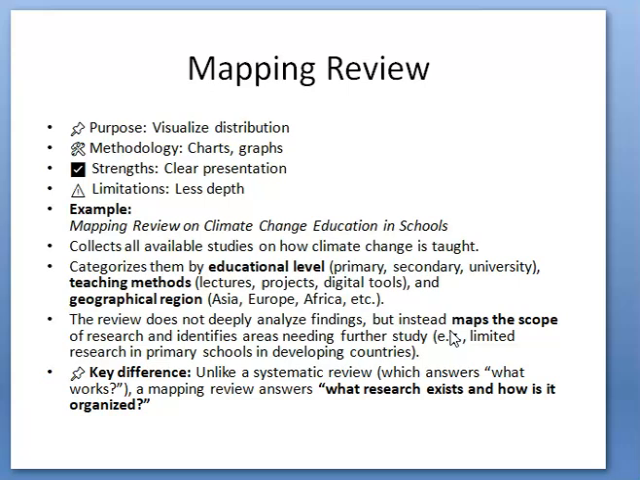The key difference from a systematic review is that a systematic review tries to answer a particular research question and what works. However, a mapping review will try to find out what research already exists and how it is organized into different strata.